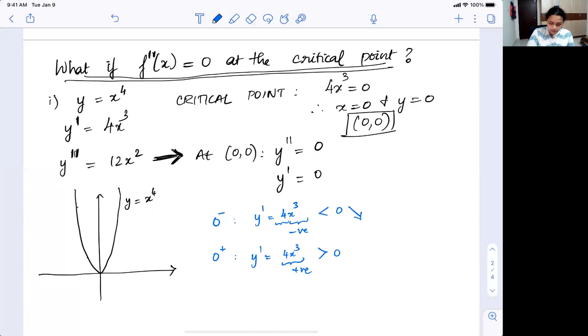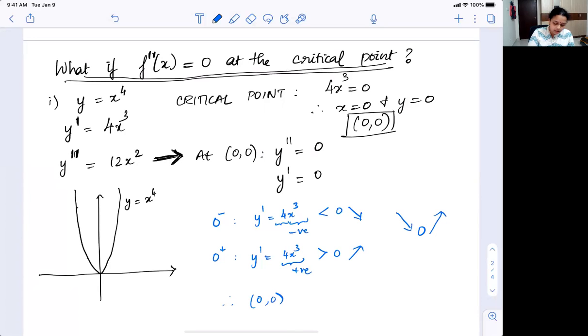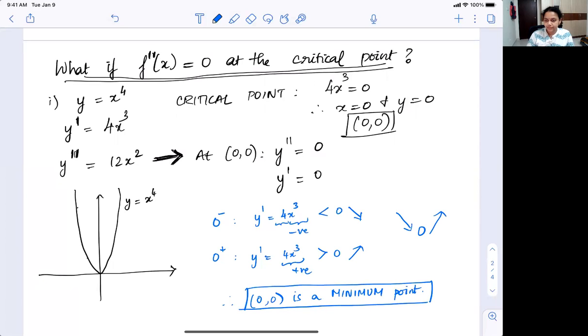So we know from the first derivative test that to the left of 0, the function is decreasing, and to the right of 0, the function is increasing. Therefore, the origin is a minimum. And we can verify that graphically as well.